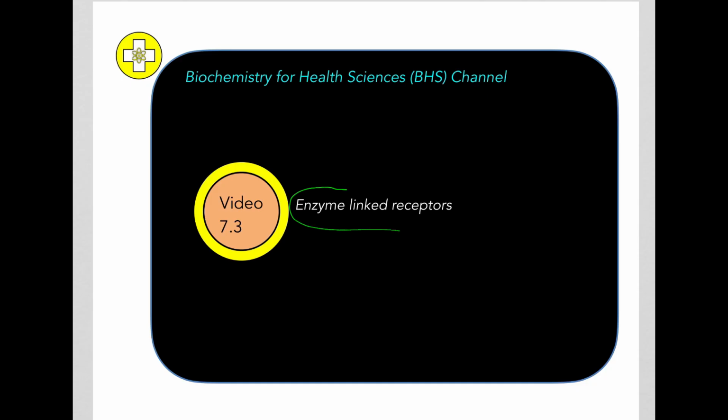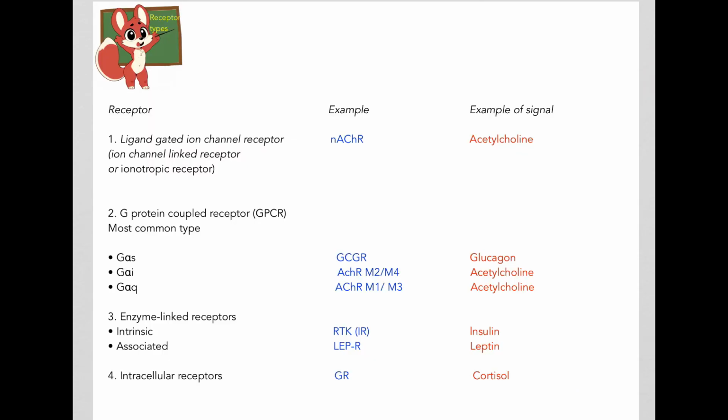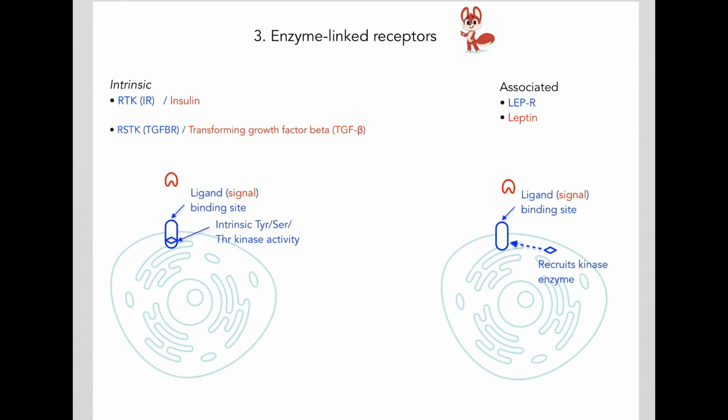In today's video, we shall discuss enzyme-linked receptors. In the previous videos, we talked about ligand-gated ion channel receptors as well as G-protein coupled receptors. Today, we'll look at enzyme-linked receptors, and then in a future video, we'll talk about intracellular receptors. Enzyme-linked receptors could either be the intrinsic type or the associated type. So we'll look at the differences between these two.